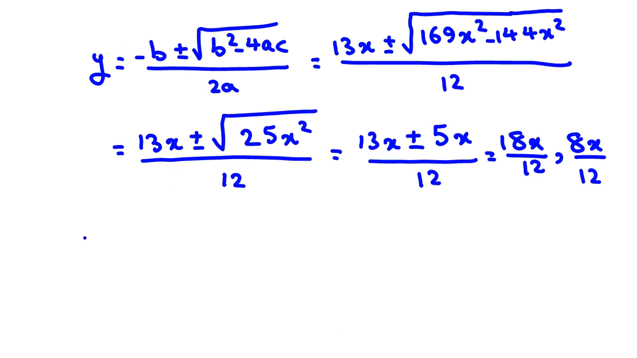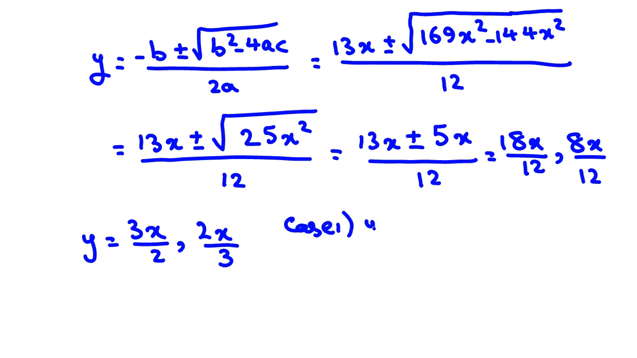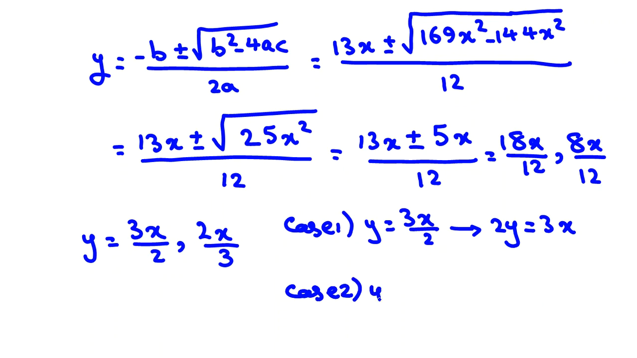So we can conclude what? In the first case, y equals what? 18 and 12, we can divide both numerator and denominator by 6. It will be 3x over 2. Here we can divide both numerator and denominator by 4. It will be 2x over 3. So in case 1, y equals 3x over 2. Then we conclude 2y equals 3x. In case 2, y equals 2x over 3. Then 3y equals 2x.